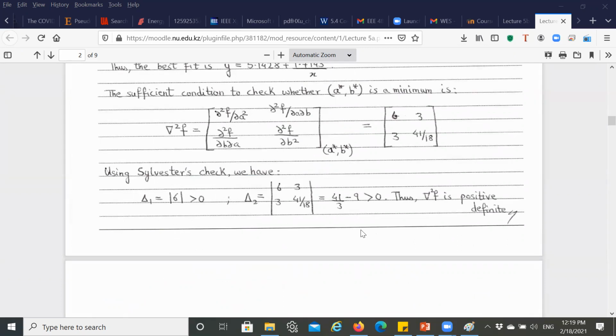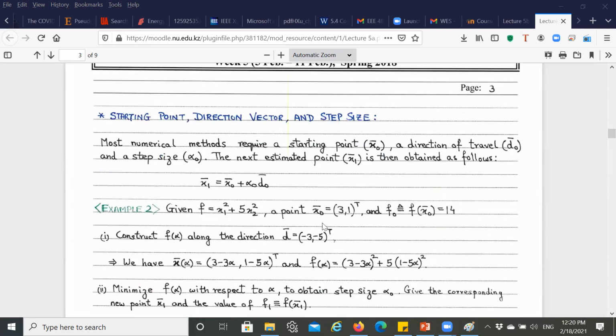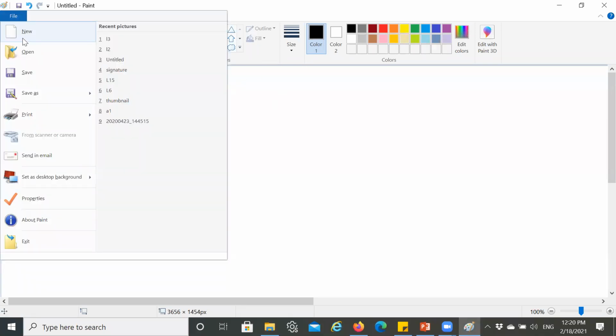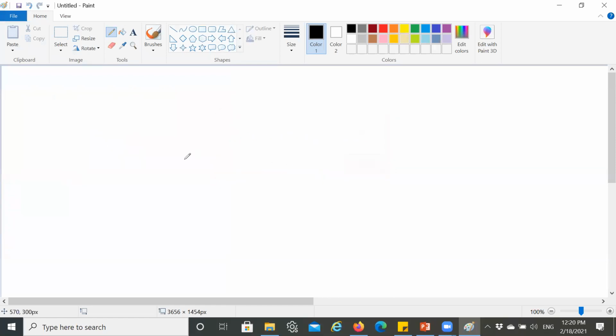Then what else should I say? And also, okay, so now let me get to the definition of positive definite, negative definite, positive semi-definite, negative semi-definite, okay? So let me get to this later on. Let's go back here. File, new, don't save. Okay.